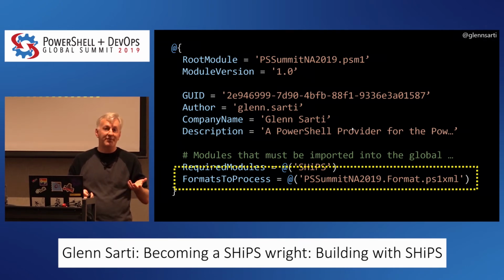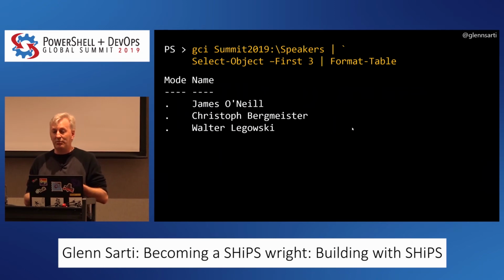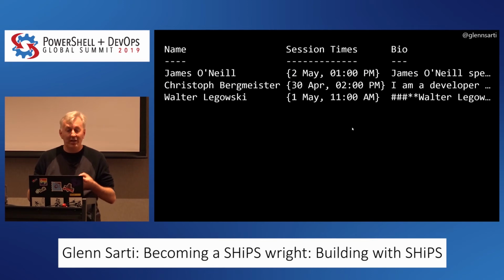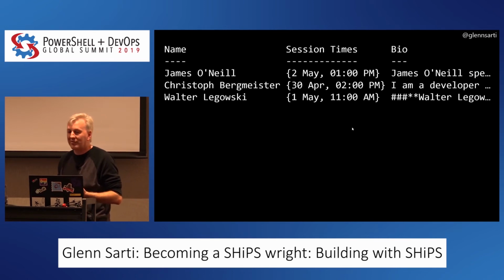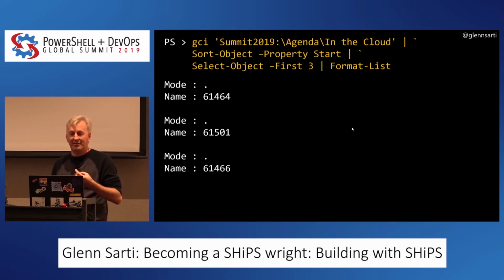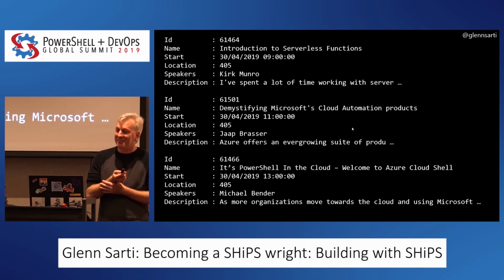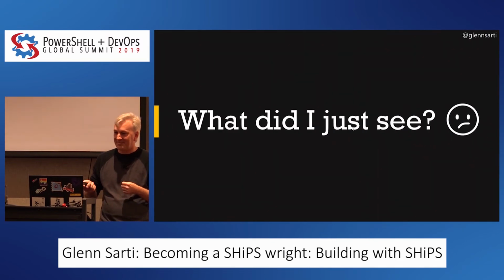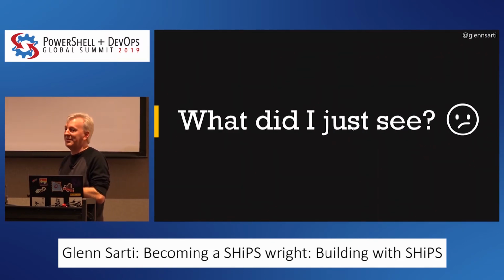So let's see some before and after comparisons. Let's get the first 3 speakers as a table. This is what it used to look like, and now a lot nicer. It shows the most common information you need right away. You don't have to use select object to get the properties you want. What about the sessions? Yeah, great. But now, much better. And that is how to create a SHiPS module for the PowerShell Summit agenda.